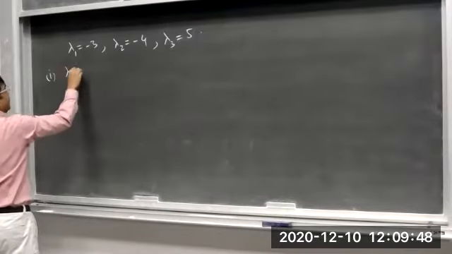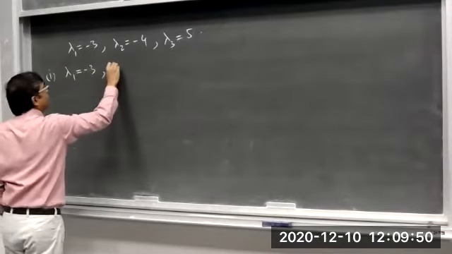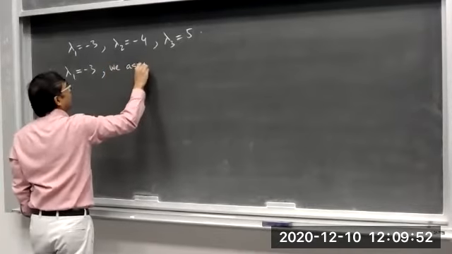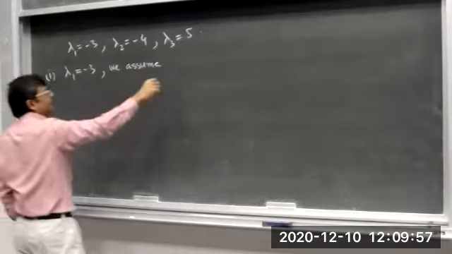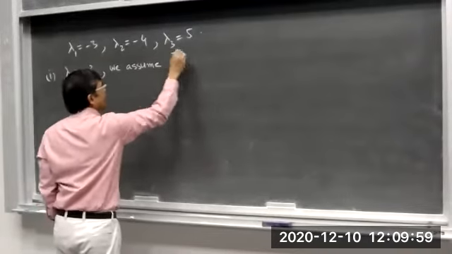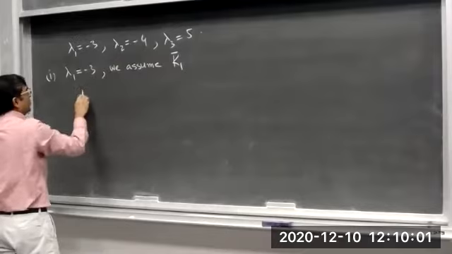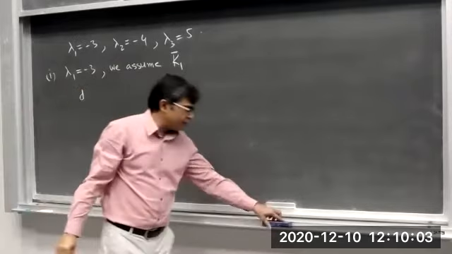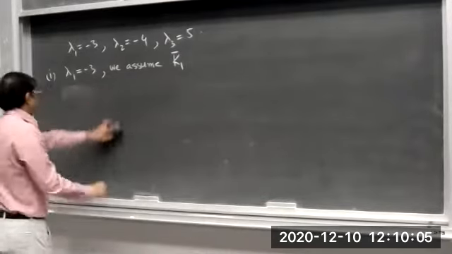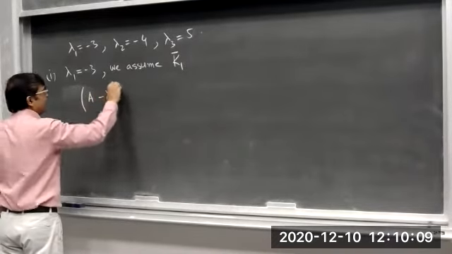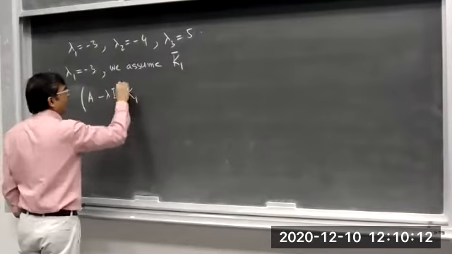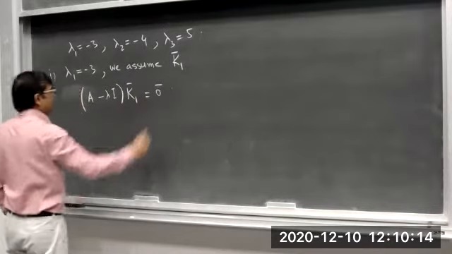When lambda 1 is -3, we assume that the eigenvector corresponding to lambda 1 is k1. Then, how do we find the eigenvectors? I told you in the previous lecture. We use this equation, (A minus lambda I) times the k1 vector is equal to the 0 vector.